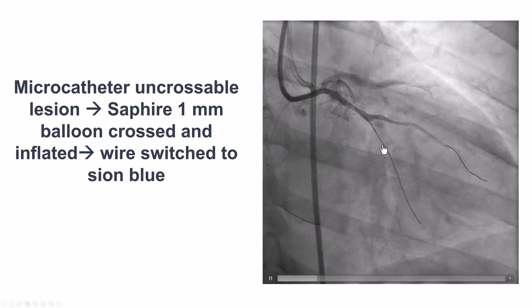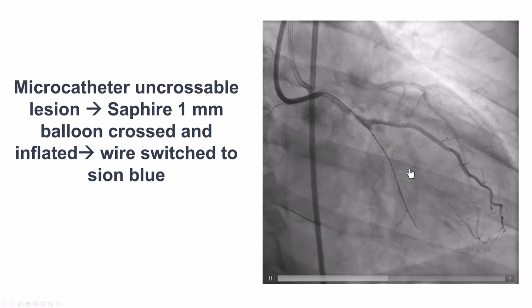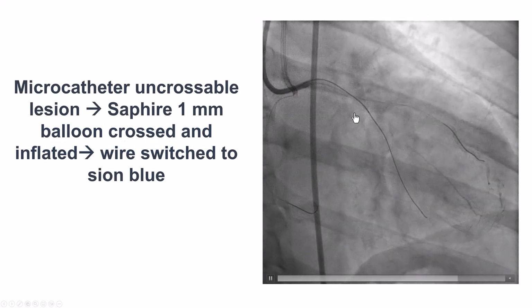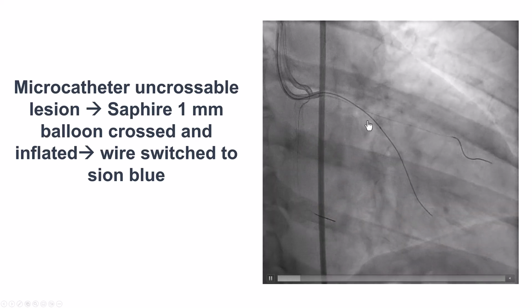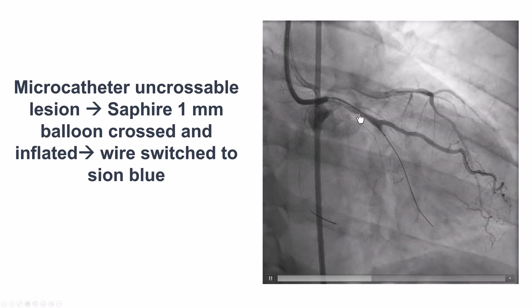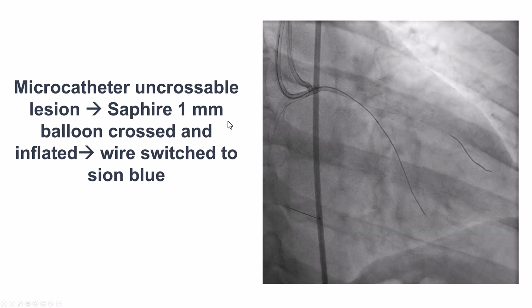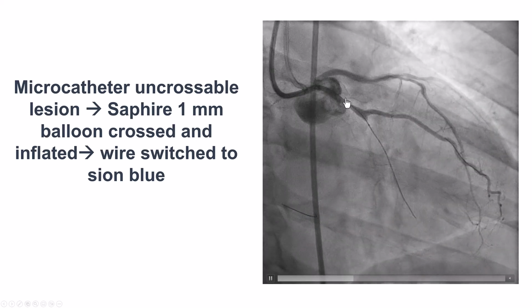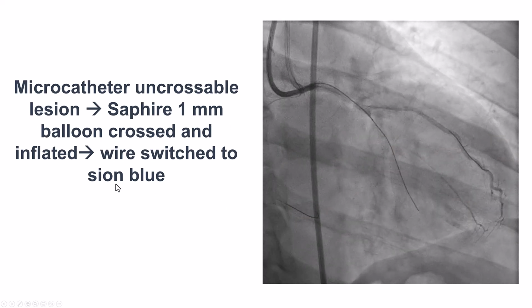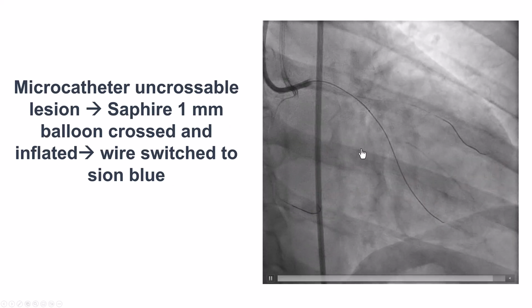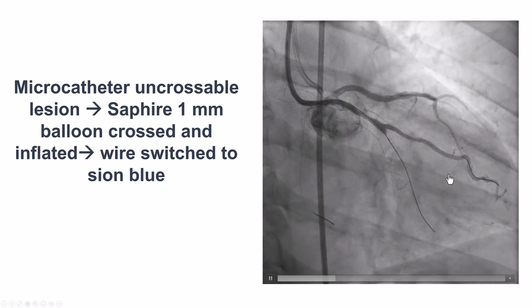And the next step is to advance a guide wire in the superior branch. The lesion was microcatheter uncrossable, so we removed the Fine Cross. We did the pre-dilatation using a Sapphire 1.0 millimeter balloon, and then we're able to advance the Fine Cross and switch that wire for an HCM blue wire. We still need to get, however, a wire into the superior branch.